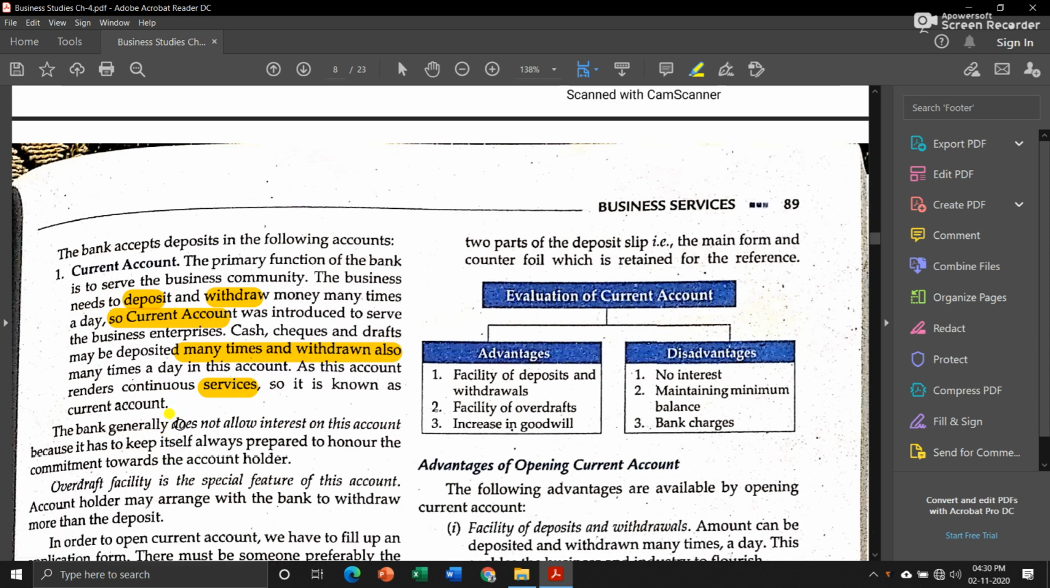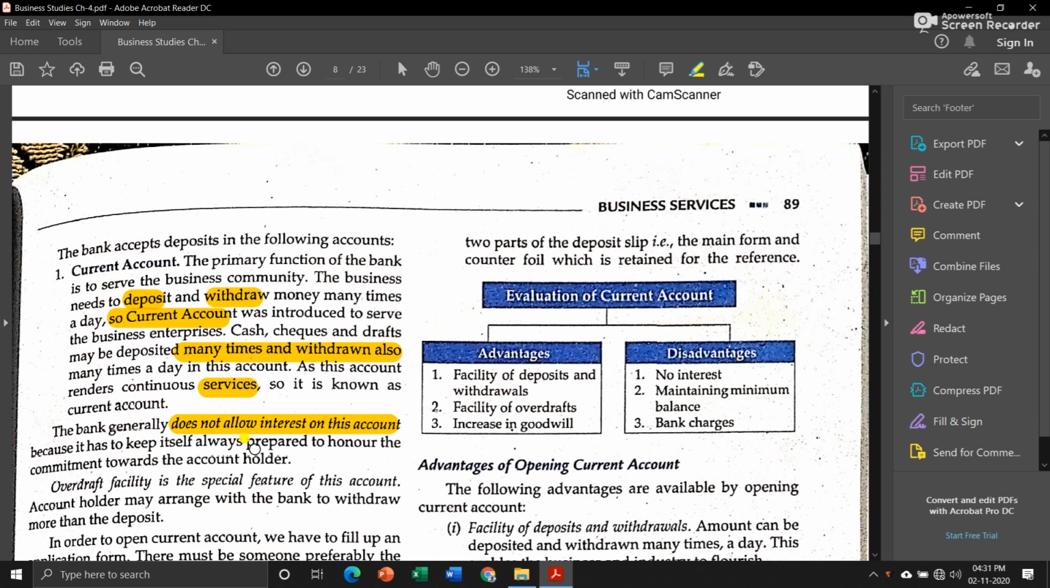The bank generally does not allow interest on this account. Normally in savings account and other different types of account we get some interest, but in current account the bank usually doesn't give any interest. Because if we save money for a particular period of time, the bank uses that money and lends it to someone else, and because they are using our deposit, they allow us interest.